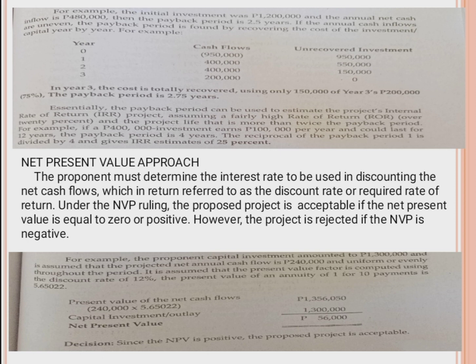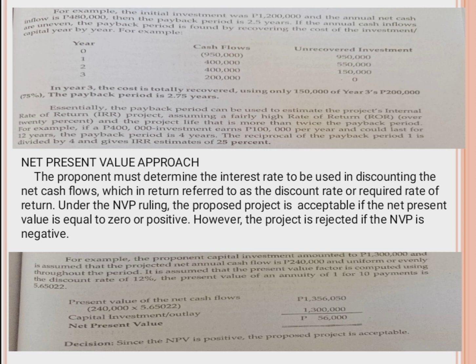Year 1 is 400,000, then the unrecovered investment is 550,000. Year 2 is 400,000, then the unrecovered investment is 150,000. Year 3 is 200,000, then the unrecovered investment is 0. In year 3, the cost is totally recovered using only 150,000 of year 3's 200,000, which is 75%. The payback period is 2.75 years.